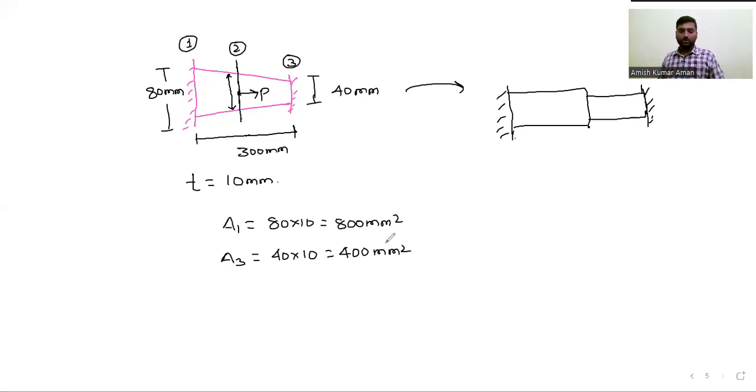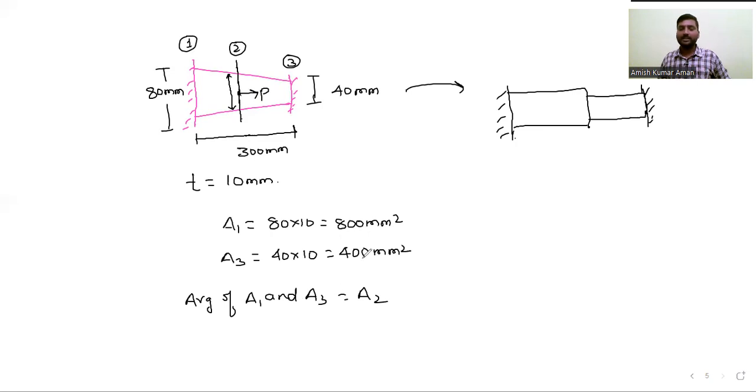So what we are going to do now, we are just taking the average at that section. We are taking some assumption that whatever the average we are going to take, that will be the area at node number 2. Almost it will be correct only, right? So the average of A1 and A3 will give you A2. Just we are going to take the average.